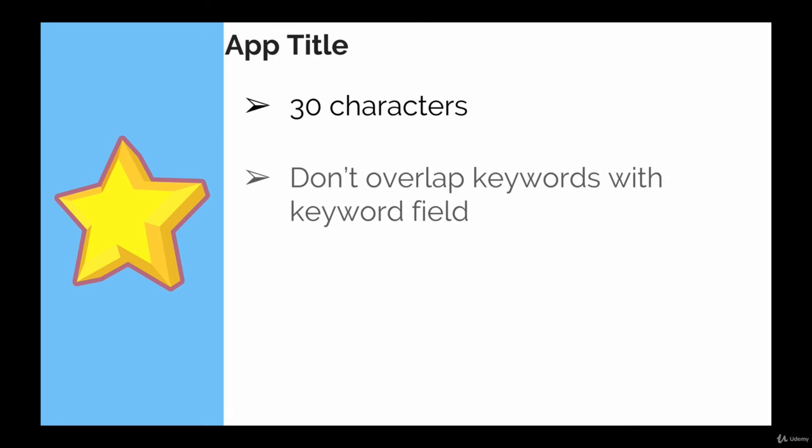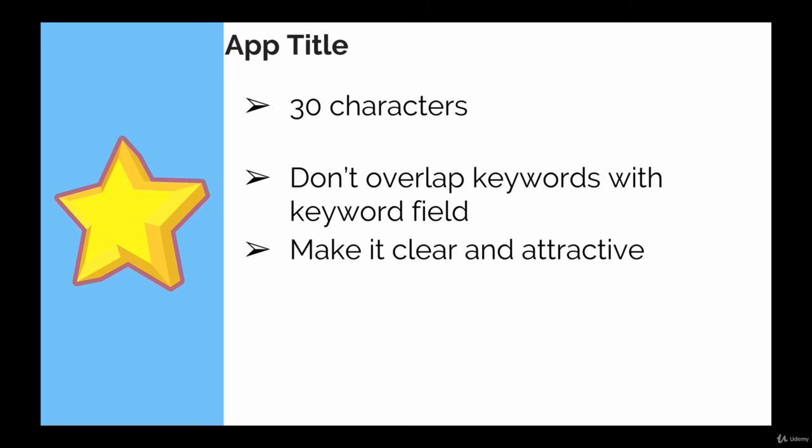Now that you know how to write your App Store keyword field, let's talk about how to write your App Store title. This is something that people do see. You get 30 characters. This used to be longer. Apple used to allow for longer lengths. Now it's 30 characters, so you don't have a lot of space to write. And you don't want to overlap with keywords in the keyword field. We just covered that.